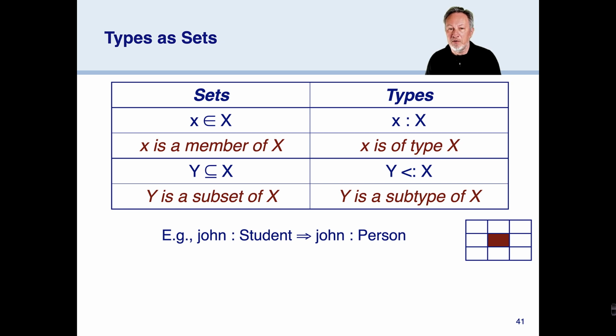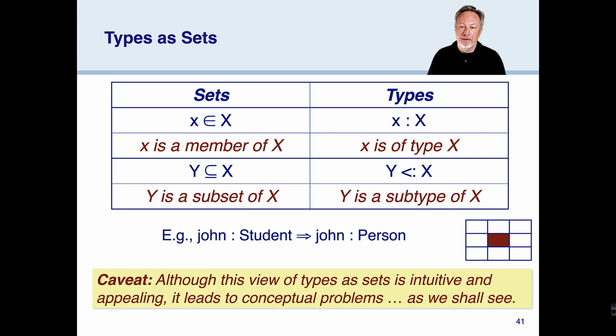So, for example, if we say that John is a student and John is also a person, that's because John, as an instance, is a member of the set of students, and the set of all students is a subset of the set of all persons. Looks perfectly reasonable. What's wrong with that notion of types? Types as sets. This is very intuitive and appealing, but it will lead to some problems, as we will see.